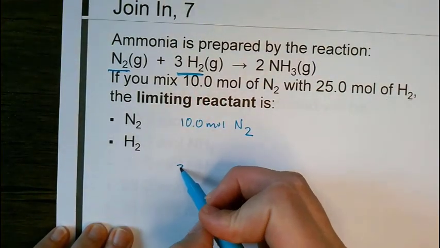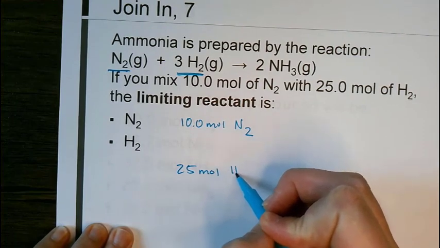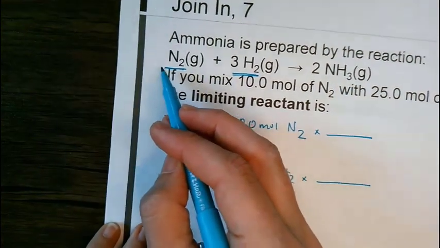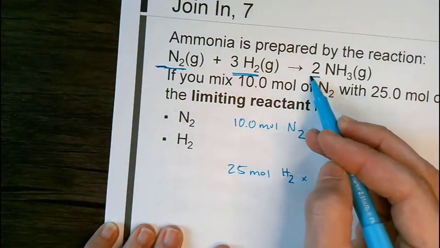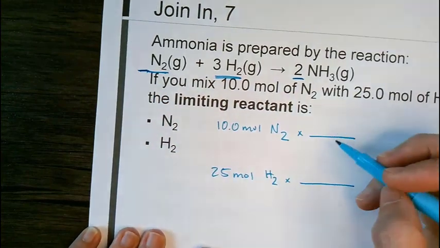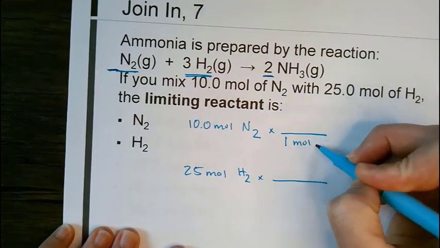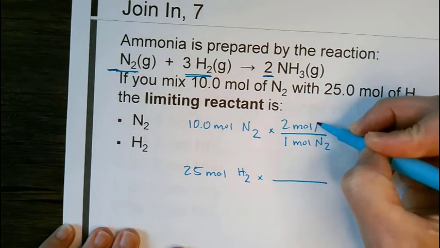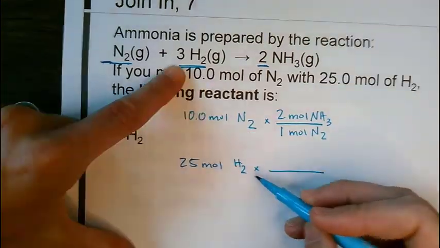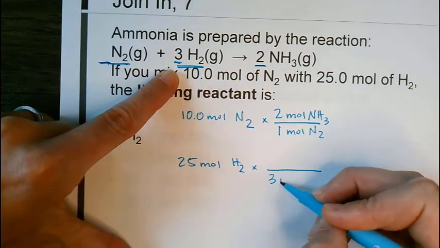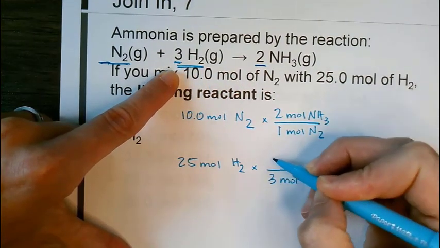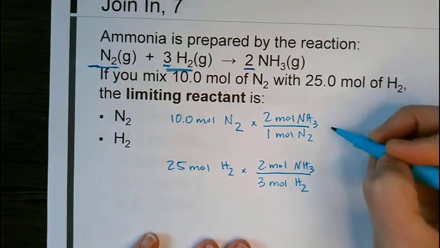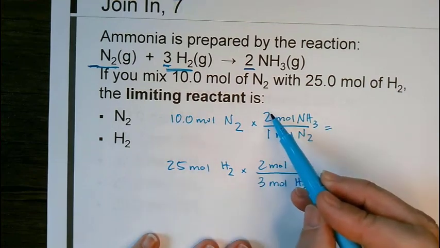We started with 10 moles of N2 and 25 moles of H2. Since we're already at moles of reactant, we need to get to moles of product. So let's compare my ratio of N2 to product. So 1 mole of N2, which would be down here, because I need my units to be diagonal from each other, 2 moles of my product, NH3. And here, I need to compare my moles of H2 to moles of product. So I will have 3 moles of H2 for every 2 moles of NH3.